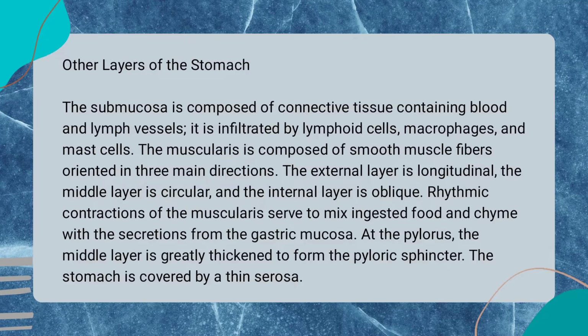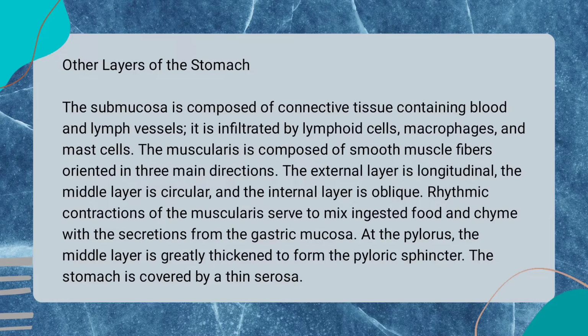The external layer is what we call longitudinal. The middle layer is circular, and the internal layer is oblique. Rhythmic contractions of the muscularis serve to mix ingested food and chyme with the secretion from the gastric mucosa. At the pylorus, the middle layer is greatly thickened to form the pyloric sphincter. The stomach is covered by a thin serosa.